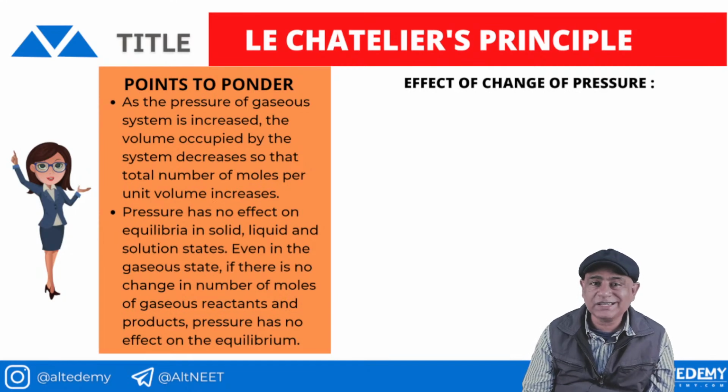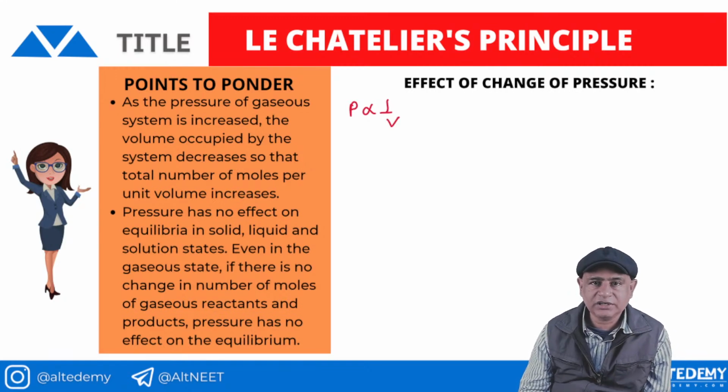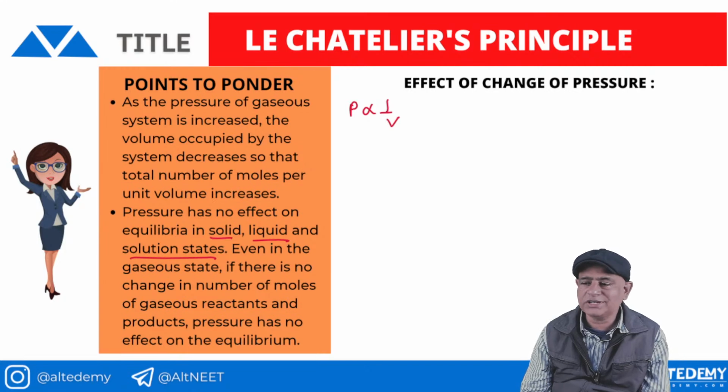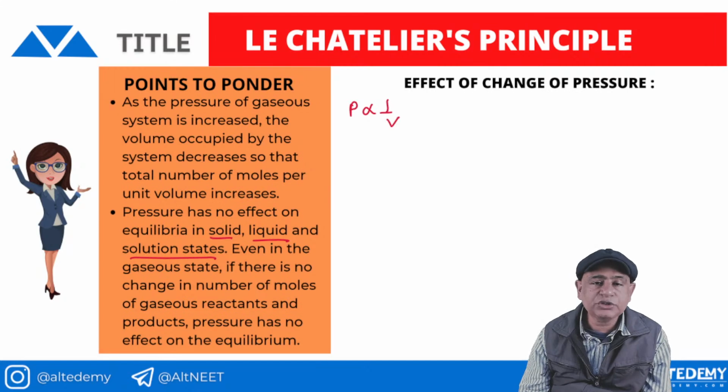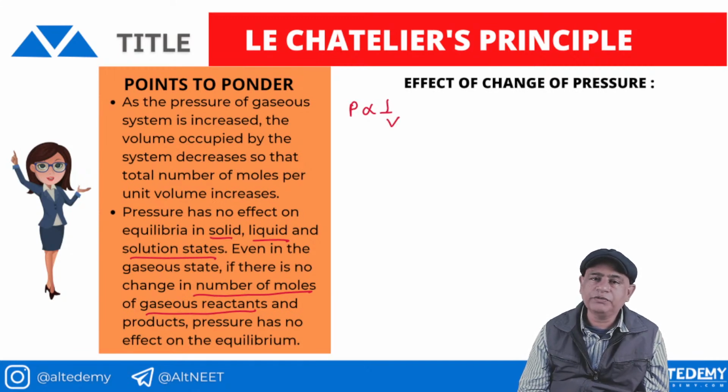As the pressure of a gaseous system is increased, the volume occupied by the system decreases. We know that if pressure is increased, volume is decreased, so the total number of moles per unit volume increases. Right? About this we will be looking very shortly. Pressure has no effect on equilibria in solid, liquid and solution state. If the substance is in solid, liquid or solution state, the change of pressure has no effect on it. Even in the gaseous state, if there is no change in the number of moles of gaseous reactants and products, that is, delta Ng is 0, pressure has no effect on the equilibrium.